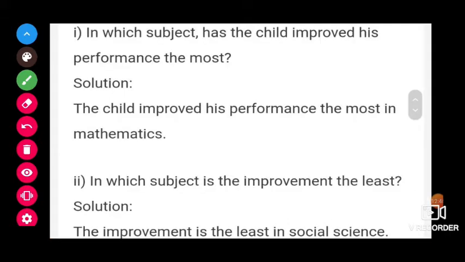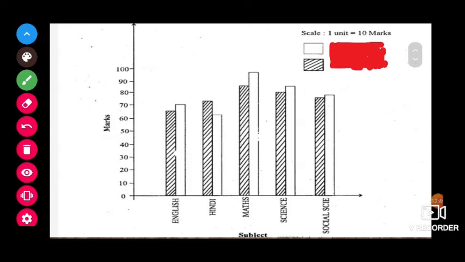Next, in which subject is the improvement the least? The improvement is very less. Where is it here? Yes, here, the social science. Here English a little bit more only. Hindi there is no improvement. It's just decreased. Maths is the most improvement. Science also a little bit more only. But social science, if you observe, it is very less, children. So the social science is the least improved subject.